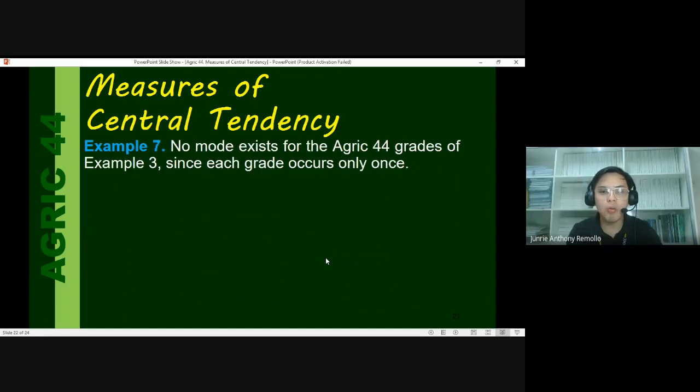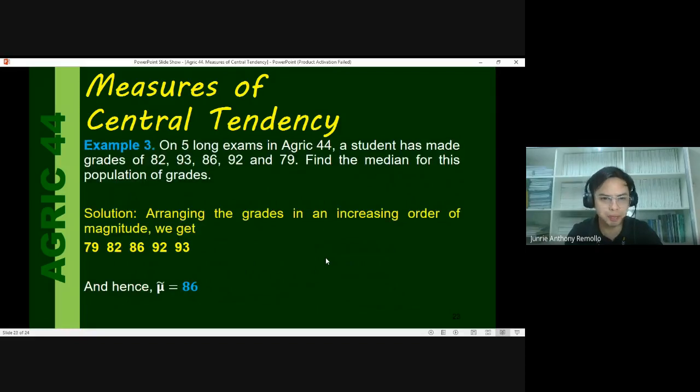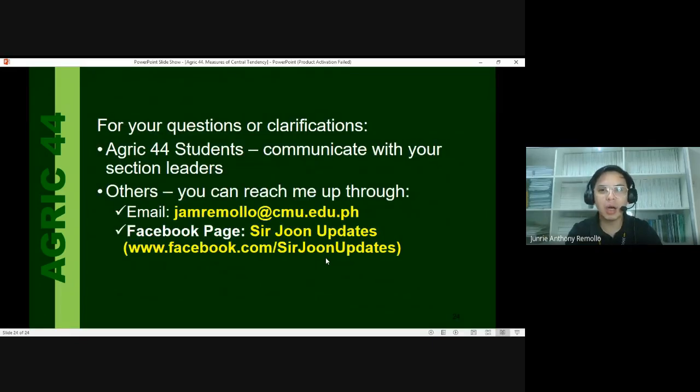And example 7, no mode exists in the Agric 44 grades of example 3 since each grade occurs only once. So if we go back to example 3, as you observe, all of the values have the same frequency. They only occur once. Okay? So what are the three measures of central tendency? The mean, the median, and the mode. So that is all about this topic, the measures of central tendency.